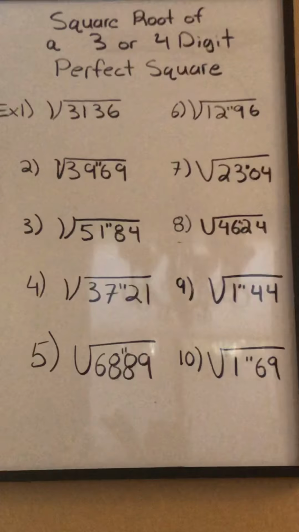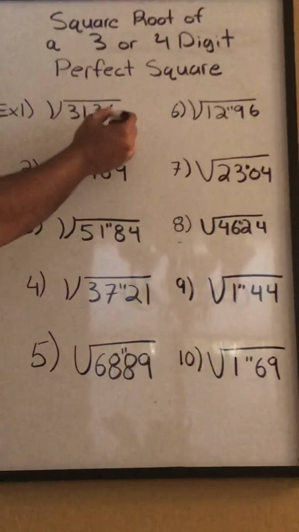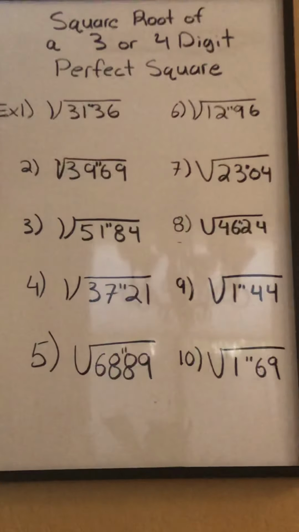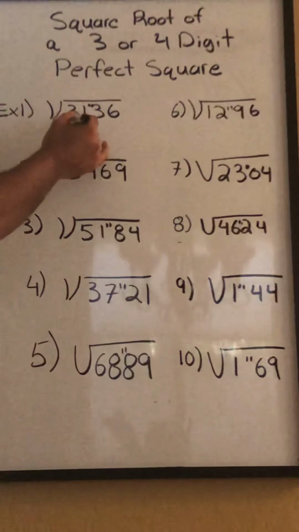Hello everybody. This short video is going to be on how to find the square root of a 3 or 4 digit perfect square. Instead of writing the steps, I feel like it's just better to do a lot of examples and the steps will be understandable. So, we're going to start 2 digits from the right and I'm going to break the number apart that way. Okay? Then I ask myself, what number squared is 31?